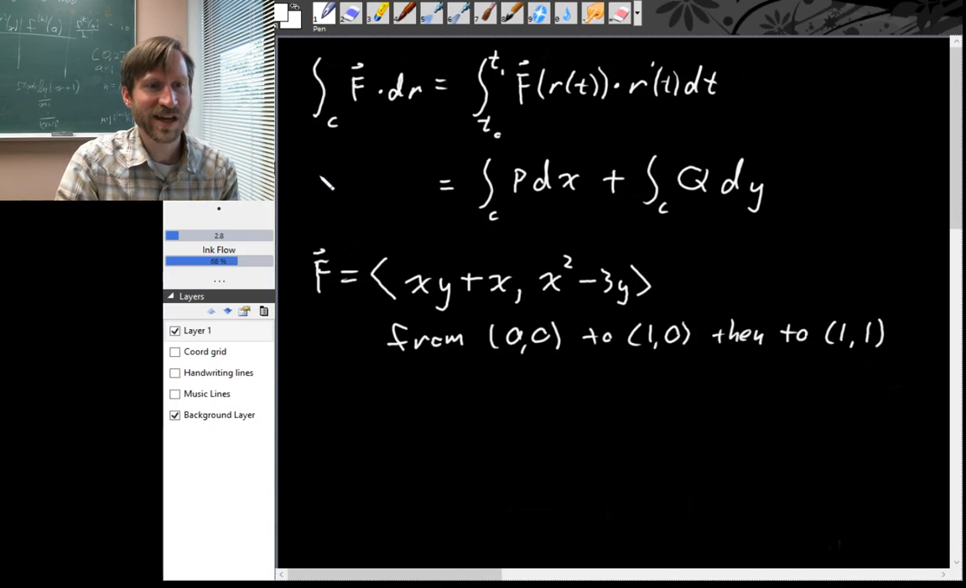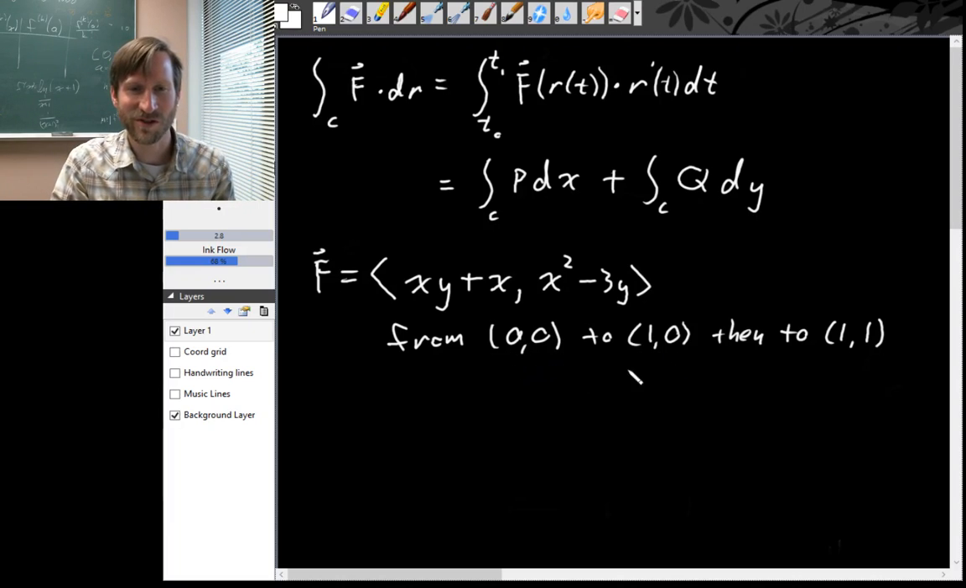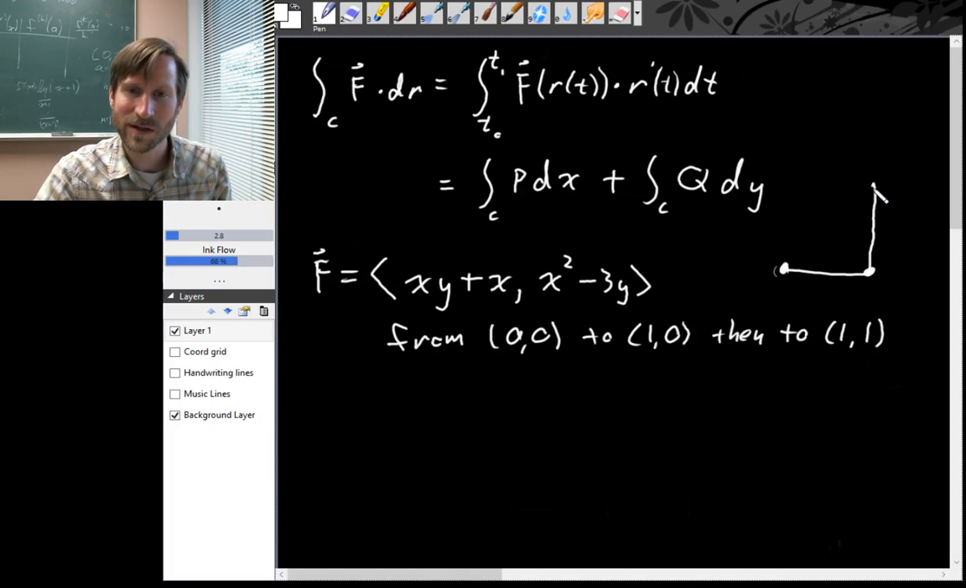We're going to calculate the line integral of this vector field, capital F, from (0, 0) over to (1, 0). I should say along the line segment from (0, 0) to (1, 0), and then along the line segment from (1, 0) up to (1, 1). So this path starts at the origin, moves rightwards to (1, 0), and then goes up to (1, 1), like that. Okay, we're actually going to do this integral in two pieces.